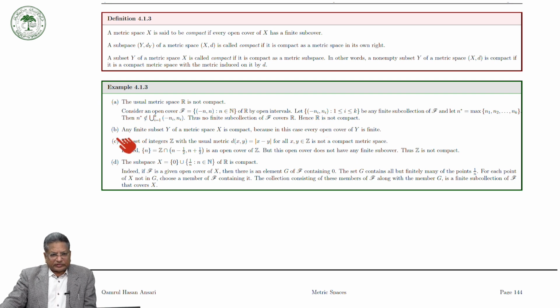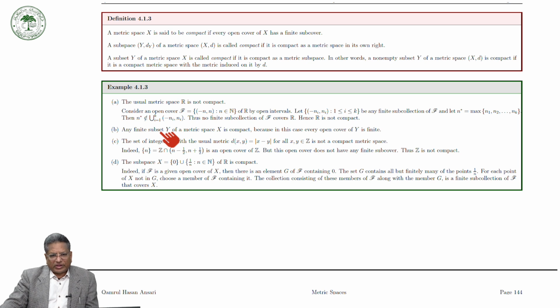Take any finite subset Y of a metric space X. It is compact, because in this case every open cover of Y is finite. So you can treat every open cover as having a finite subcover, since you already have a finite cover, and the subcover can be treated as itself. So every finite subset of a metric space is compact.